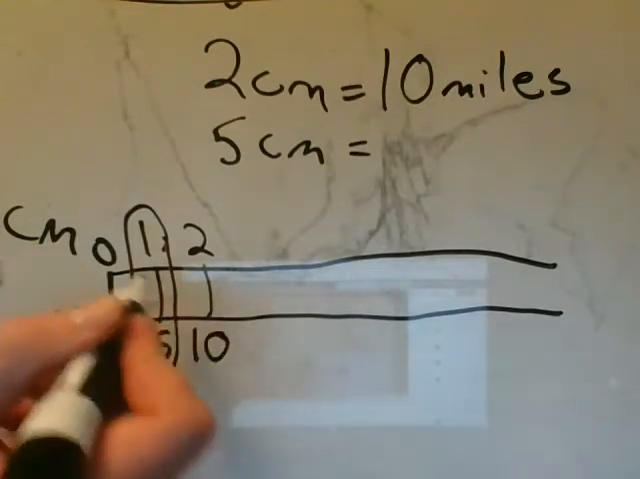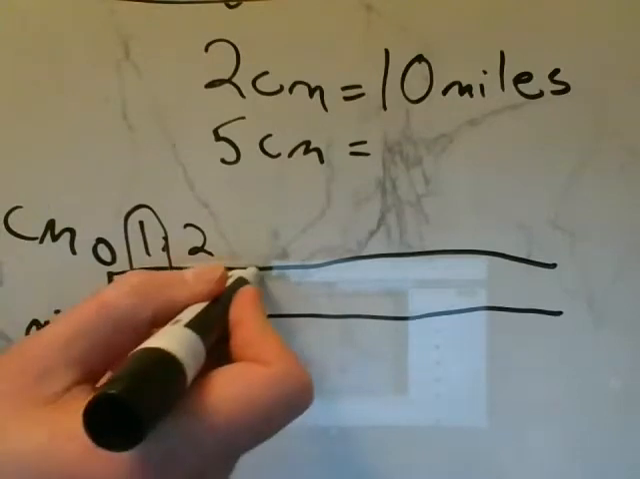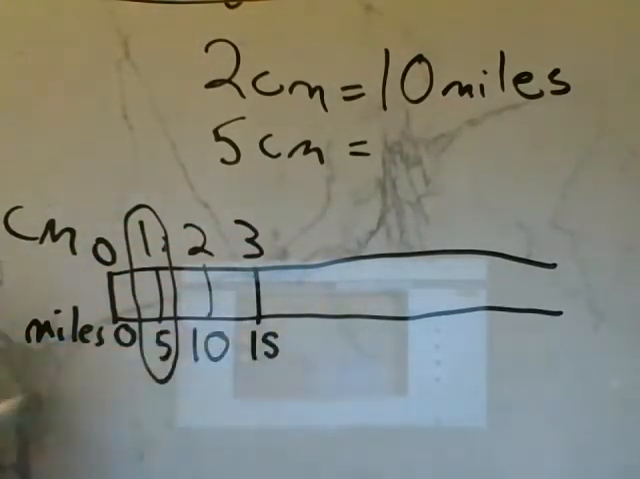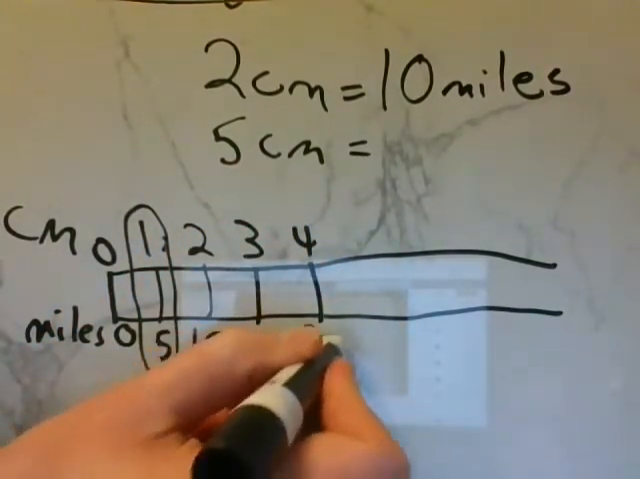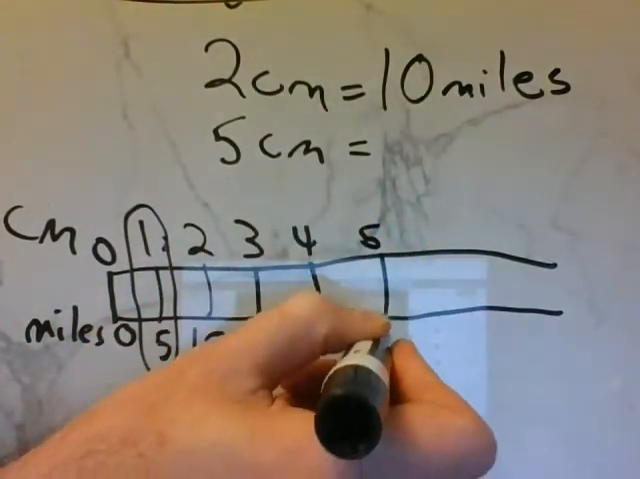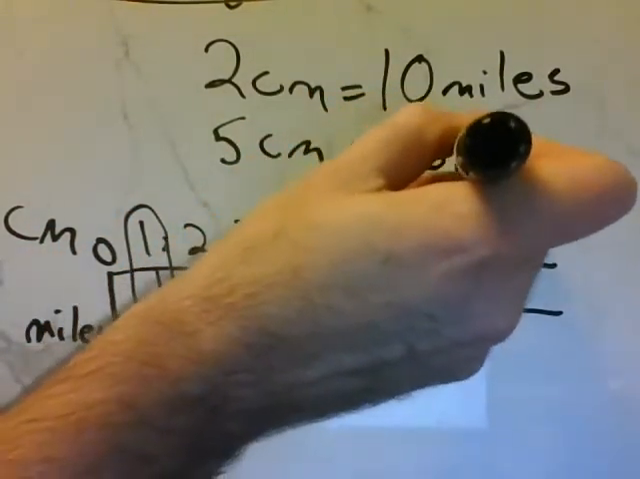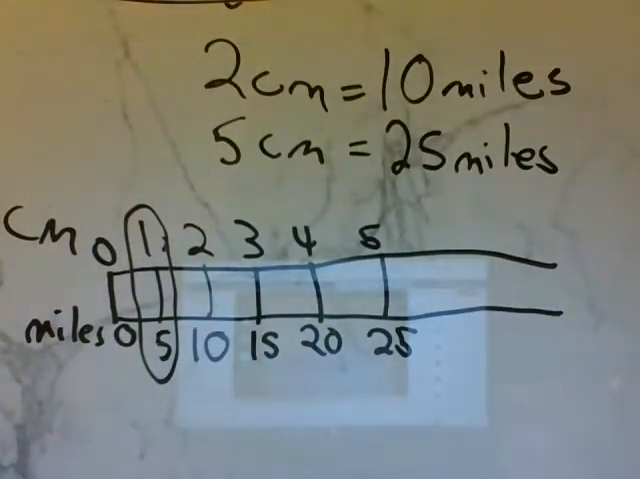So I can draw this out here. So 0 to 1, then 1 to 2, 0 to 5, 5 to 10. So the next should be 3, and then 5 more would be 15. 4 centimeters will be 20 miles, and 5 centimeters will be 25 miles. So this one, 5 centimeters is equal to 25 miles. So drawing a tape diagram just kind of helps us look at it a little bit better, give us a visual of what we're talking about.